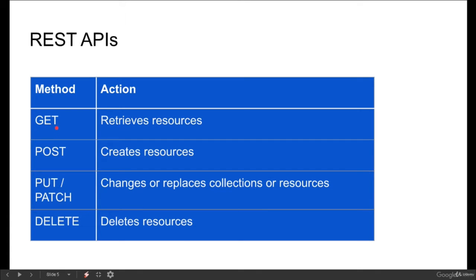We have the get method, and that just retrieves resources from our backend. We have the post method, which is usually used to create resources. We have put or patch, which is used to change or modify certain resources or to replace the entire collection. And then we also have our delete, which deletes a resource from the backend.